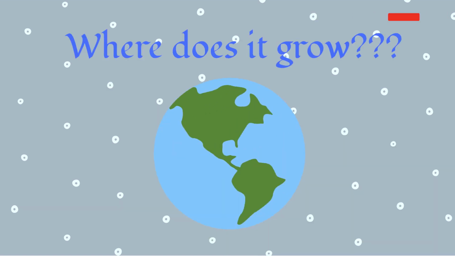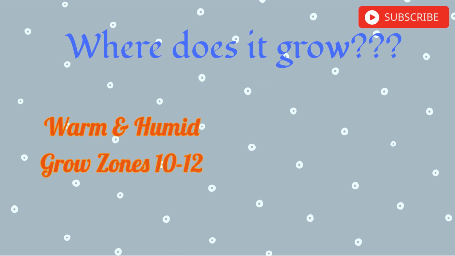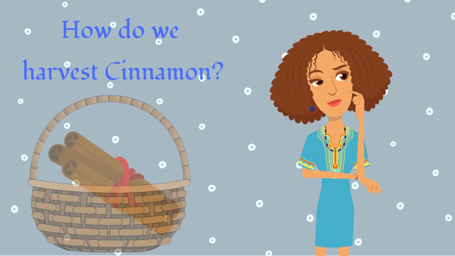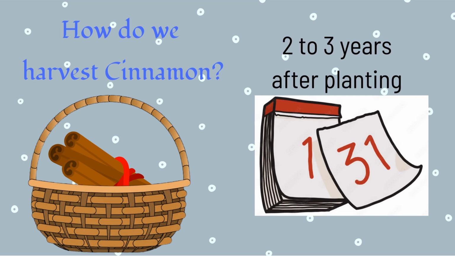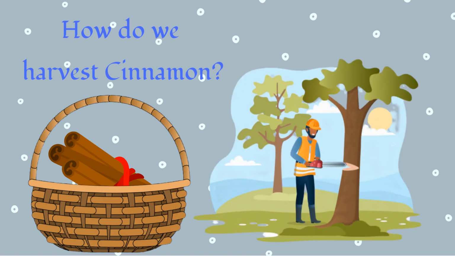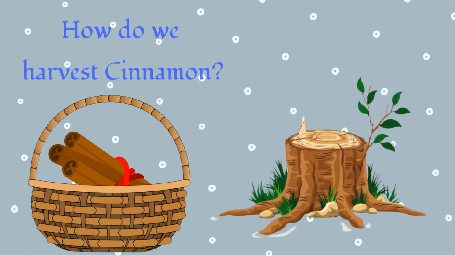So, where can we find cinnamon? Cinnamon grows in warm and humid climates and throughout grow zones 10 through 12. Unfortunately, the first harvest of the cinnamon bark won't be possible until 2 to 3 years after planting. You can then harvest cinnamon every 2 years. Harvesting cinnamon entails cutting either a branch from the tree or shrub or the whole plant. If the whole plant is cut down, the roots will send up new shoots to take its place.